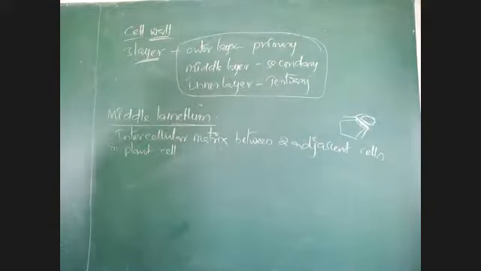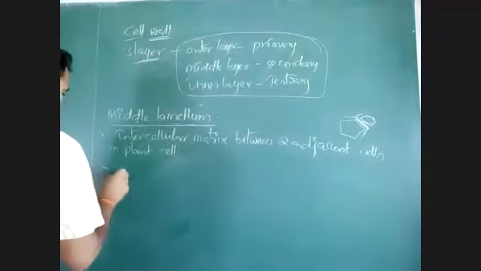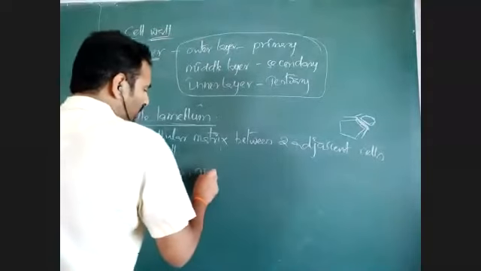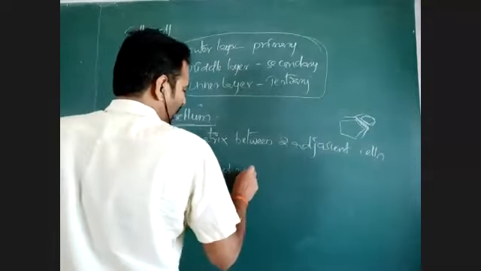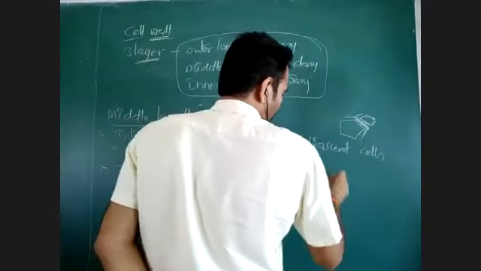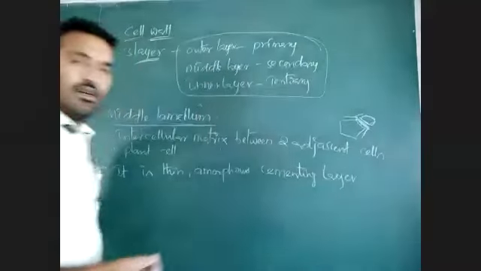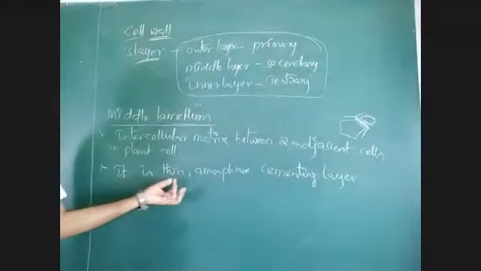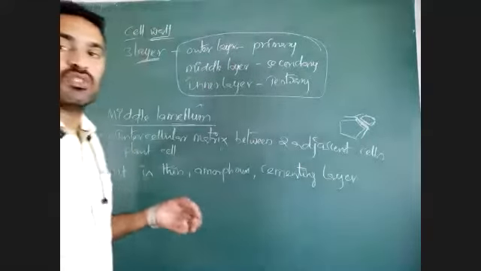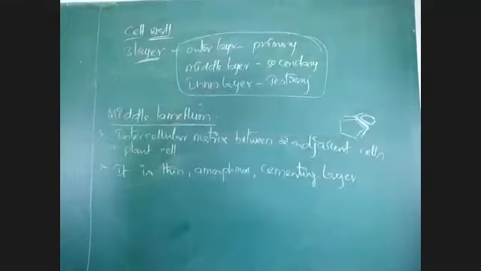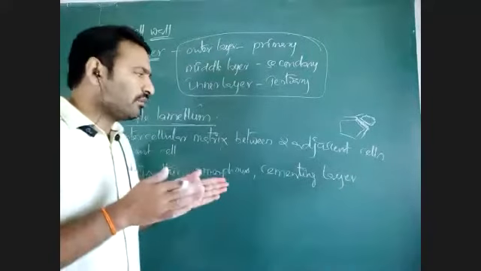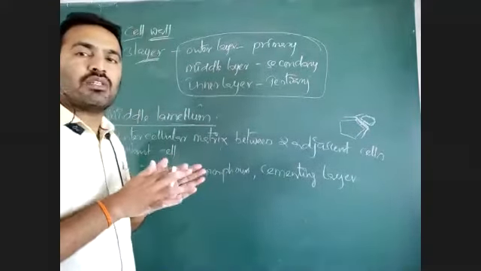It is a thin, amorphous, cementing layer. Thin means its width or thickness is less. Amorphous means it is not in crystalline form, a smooth structure. And cementing layer means it attaches the two adjacent cell walls of two cells.